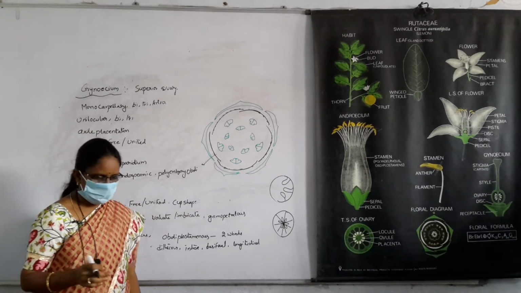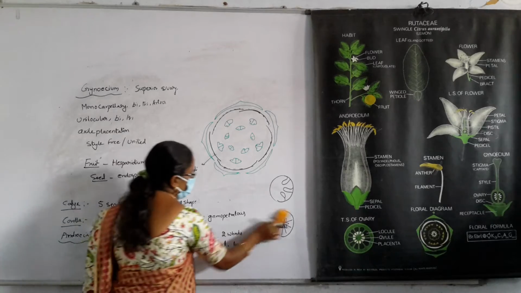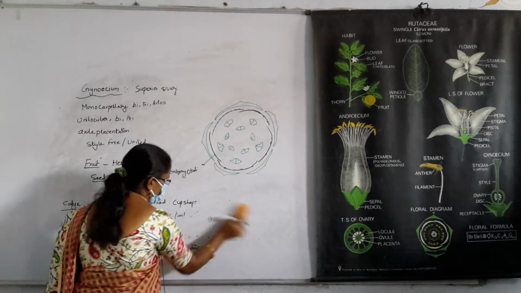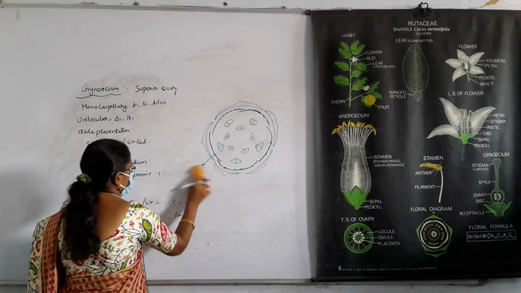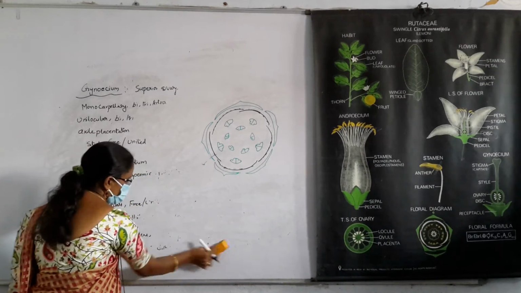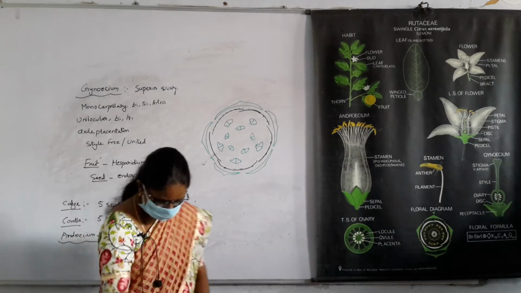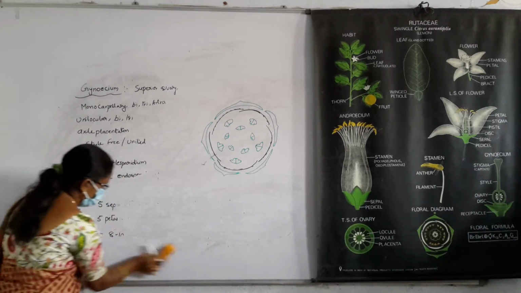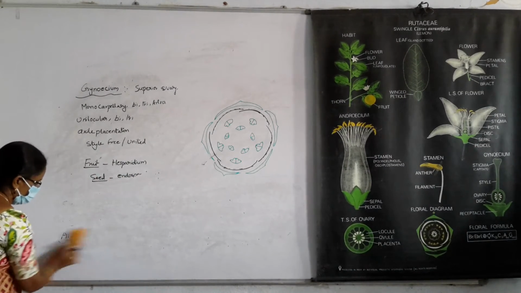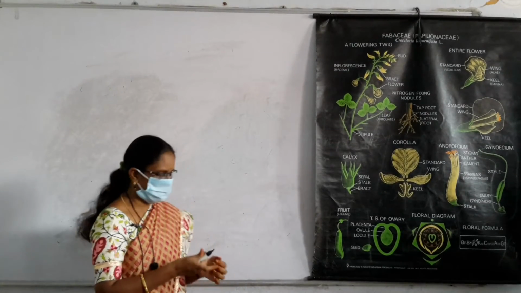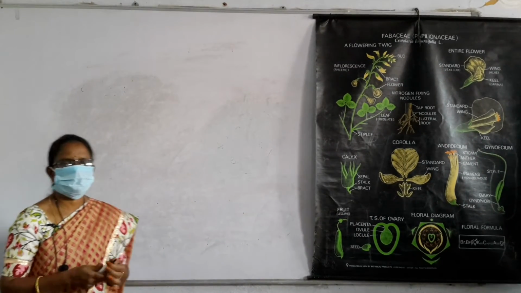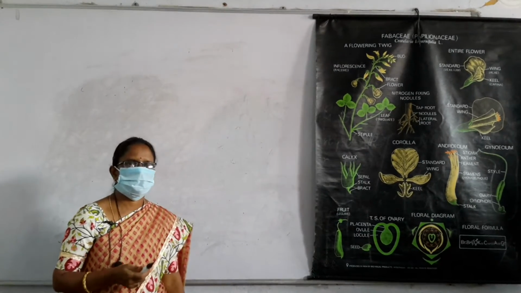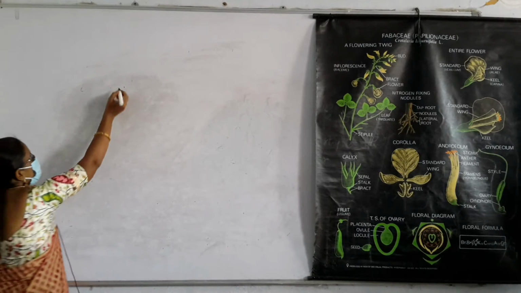And next we continue with the Fabaceae family. The Rutaceae family is also completed, with vegetative characters, floral characters, and economic importance. And the next family is Fabaceae.